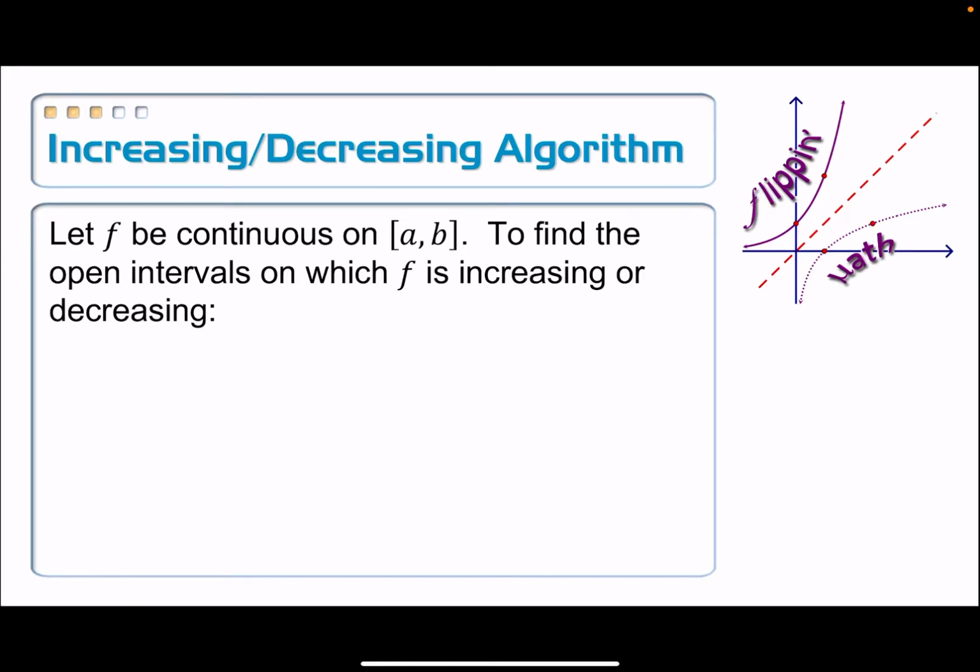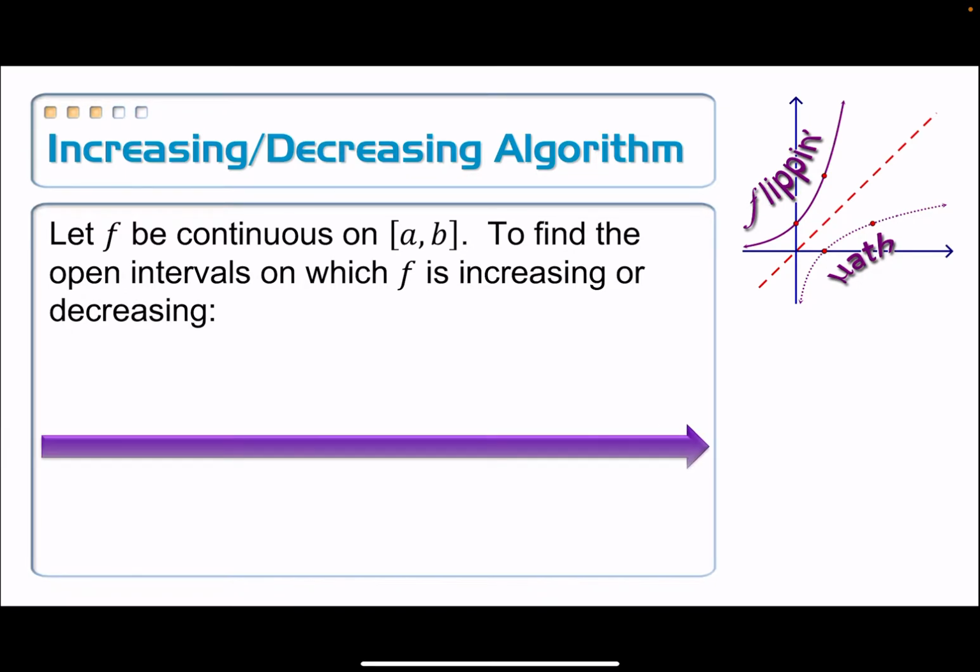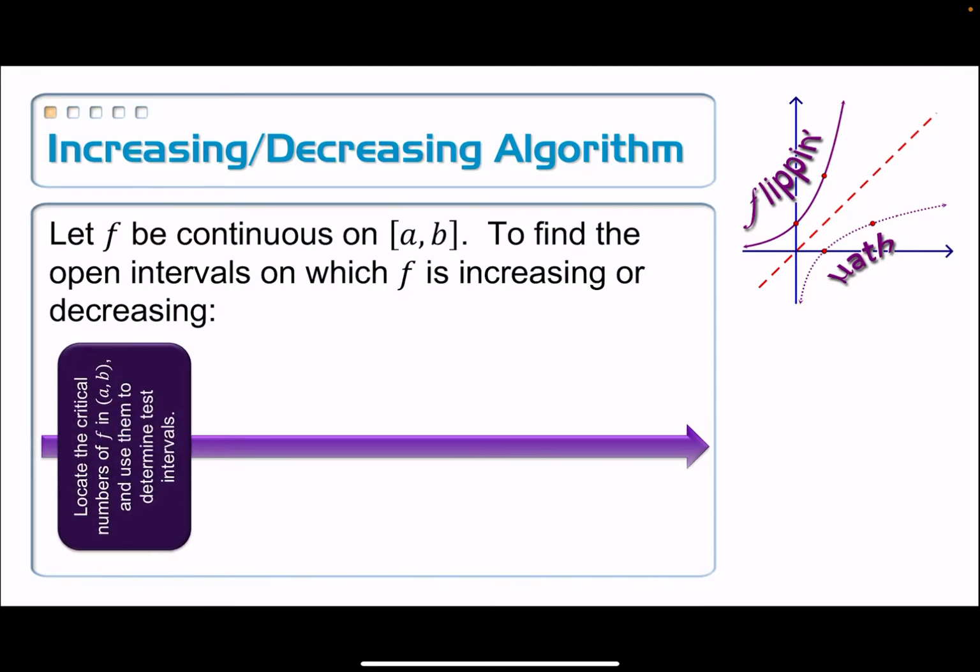Here then is an algorithm that will take you through the complicated process of finding where a function is increasing or decreasing. Let f be continuous on the closed interval from a to b. To find open intervals on which f is increasing or decreasing, first of all, you need to find your critical numbers. So, you may have to turn your head sideways for this. Just saying. Okay, locate the critical numbers of f in your open interval from a to b.